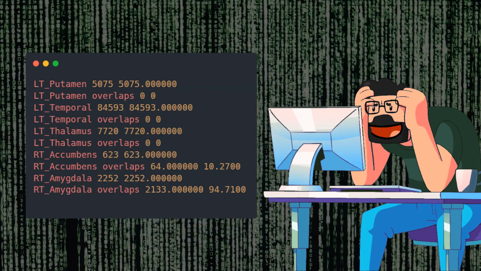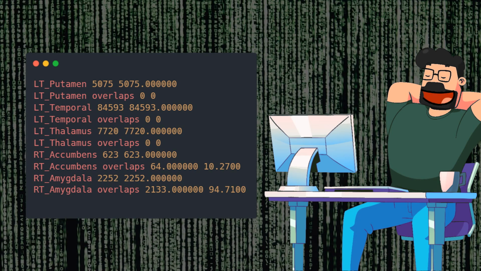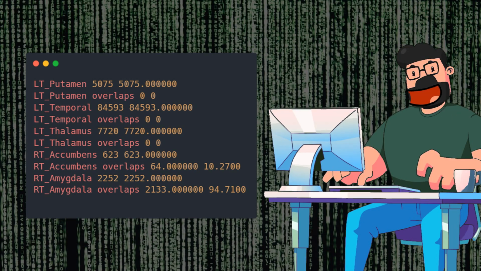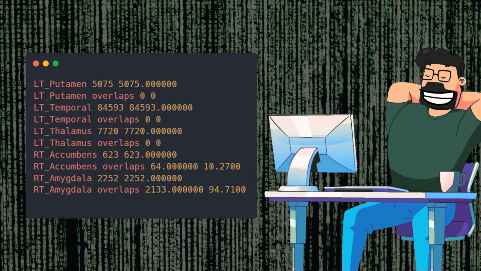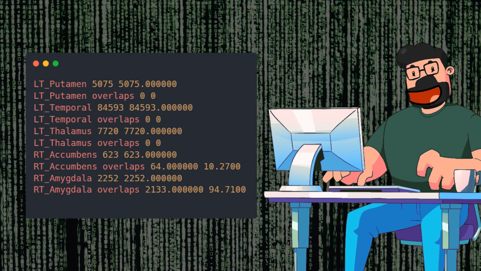Continuing with the explanation of the solution, we see the awk script in action, processing the data and producing the desired output format. The script efficiently handles the different scenarios presented in the data, ensuring that each brain region is accompanied by the corresponding overlaps line, providing a comprehensive view of the information at hand.